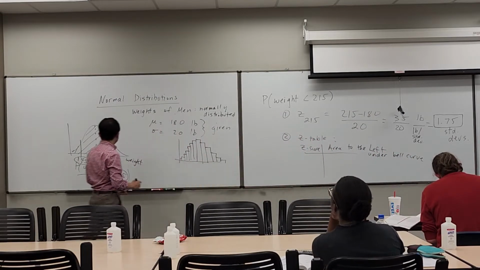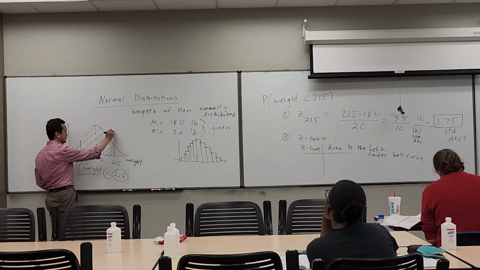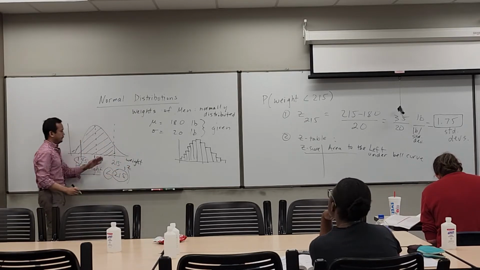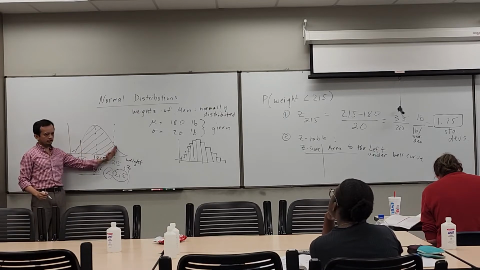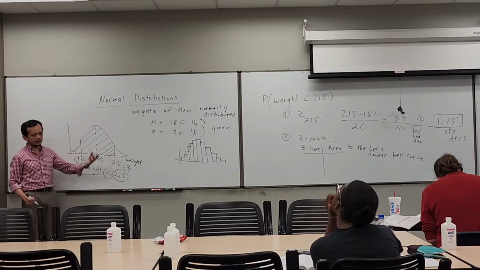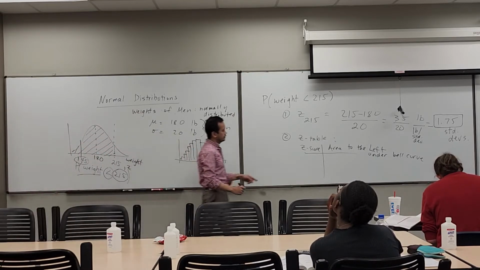So remember that every data point here, like 215, is going to have its own z-score. And then there's going to be an area to the left of that particular z-score, or an area to the right of that particular z-score. But the chart by convention gives us an area to the left under the bell curve. So the chart will give us an area to the left.